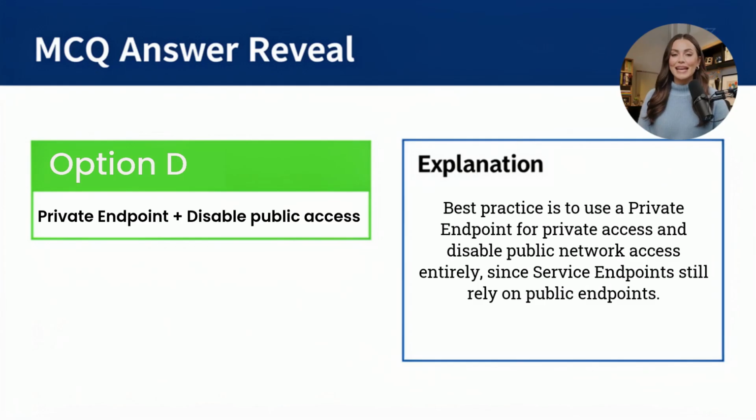Correct answer, D. Private Endpoint plus Disable Public Access. Explanation: Best practice is to use a private endpoint for private access and disable public network access entirely, since service endpoints still rely on public endpoints.